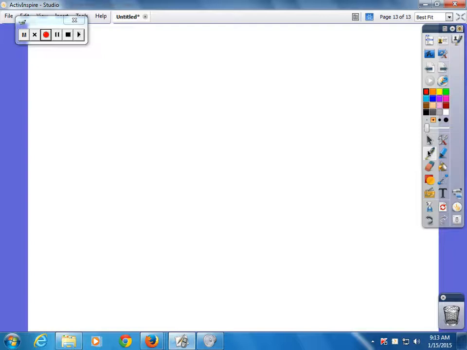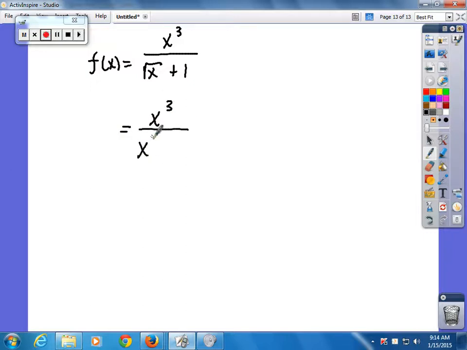All right. What is our problem? F of x equals what? I got it. f of x is equal to x cubed over the square root of x plus 1. Okay, so the first thing I'm going to do is change that radical into a rational exponent, because you don't want to deal with radicals in calculus. So that's going to be equal to x cubed over x to the 1/2 plus 1.